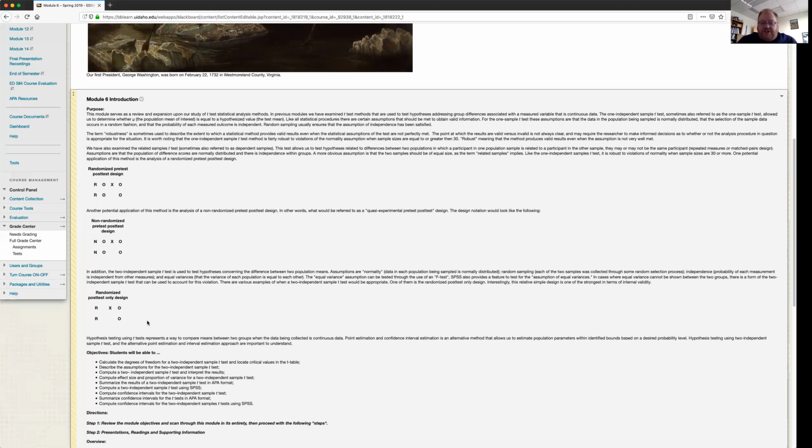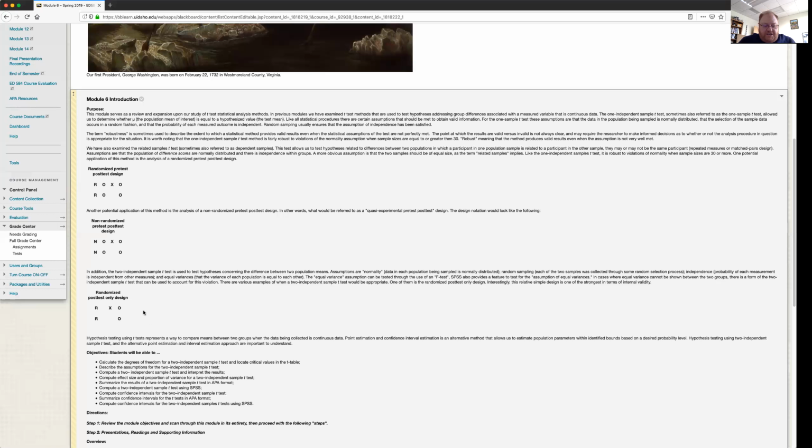There are various examples of when a two independent samples t-test would be appropriate. One of them is the randomized post-test only design. Interestingly, this relatively simple design is one of the strongest in terms of internal validity. And here you have that randomized post-test only design.